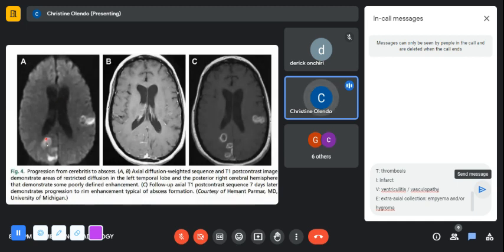So again, here we're going to see the progression in a patient with cerebritis to formation of abscesses. Here we have a T1. This is a DWI, the diffusion weighted image, and you have T1 with contrast. Here again the same. C is T1 post contrast. That's after 7 days. So again, we're seeing just a diffuse lesion, which is hyperintense on T1.